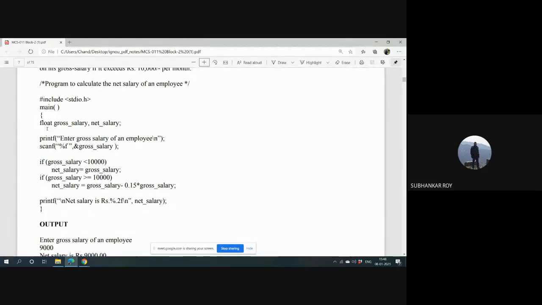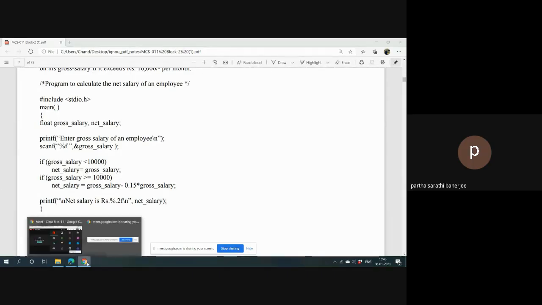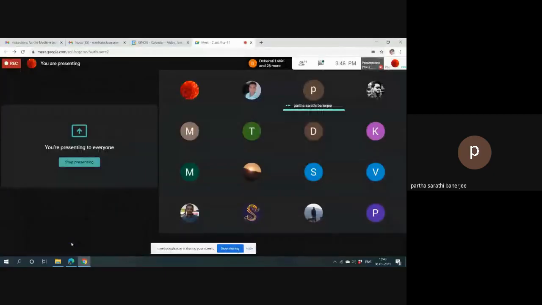Float can take a floating point number and a fractional number also. Okay. Anyone else? Ma'am, we have to deduct the tax. Therefore, it will come in fractions. We have to write the gross salary and net salary as float.